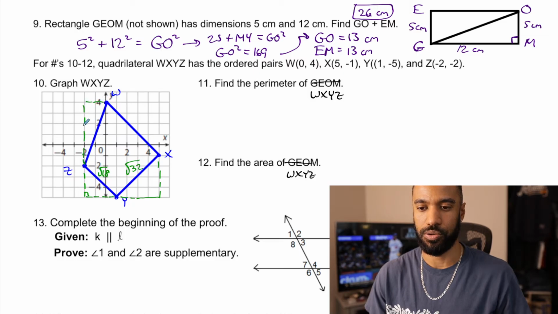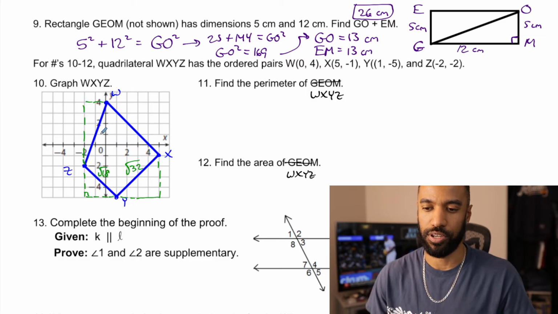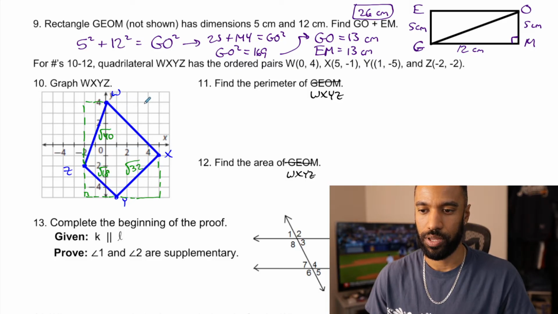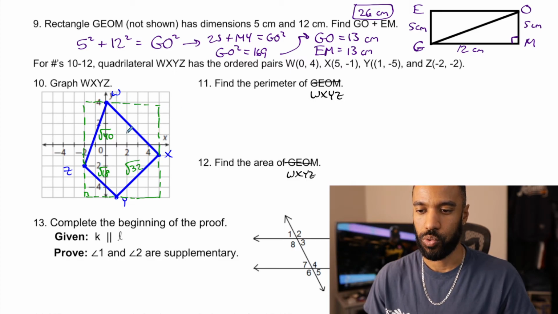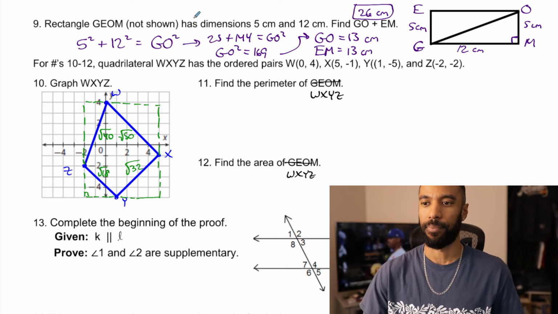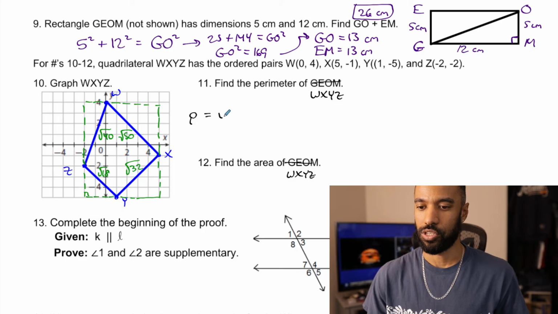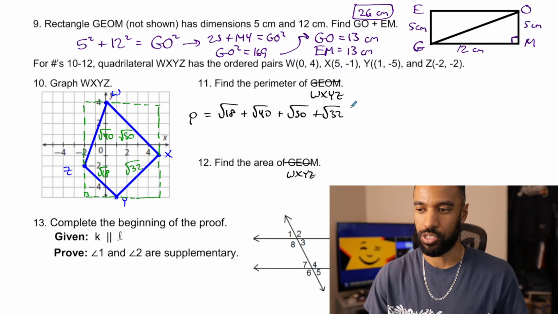1, 2, 3, 4, 5, 6. 6 squared plus 2 squared. 36 plus 4 is 40. So this is the square root of 40. And 1, 2, 3, 4, 5. 5 squared plus 5 squared. That's 25 plus 25, which is 50. So this is the square root of 50. So the perimeter is the square root of 18 plus the square root of 40 plus the square root of 50 plus the square root of 32.